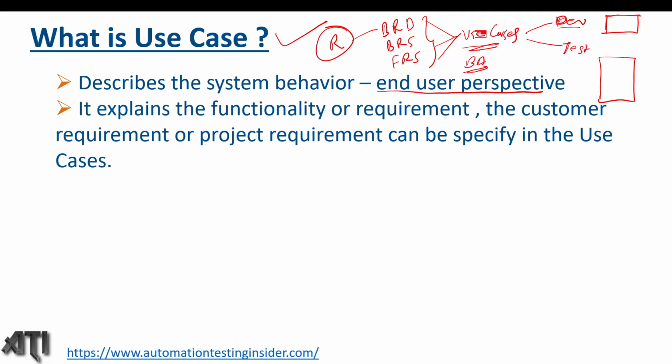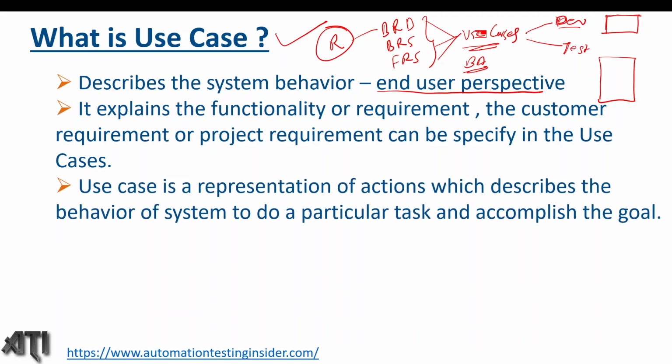It explains the functionality or requirement. The customer requirement or project requirement can be specified in the use cases. A use case is a representation of actions which describes the behavior of the system to do a particular task and accomplish the goal. So what is the need of a use case? To get a certain goal, right? To perform some task and to achieve the goal. That is the purpose of use cases.